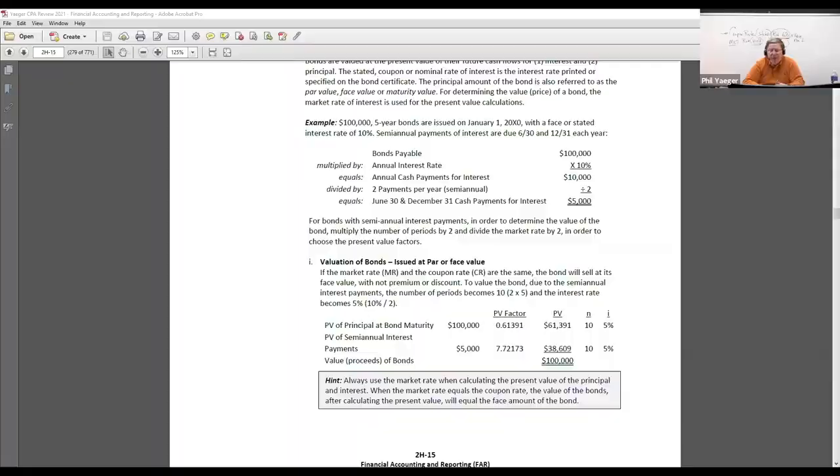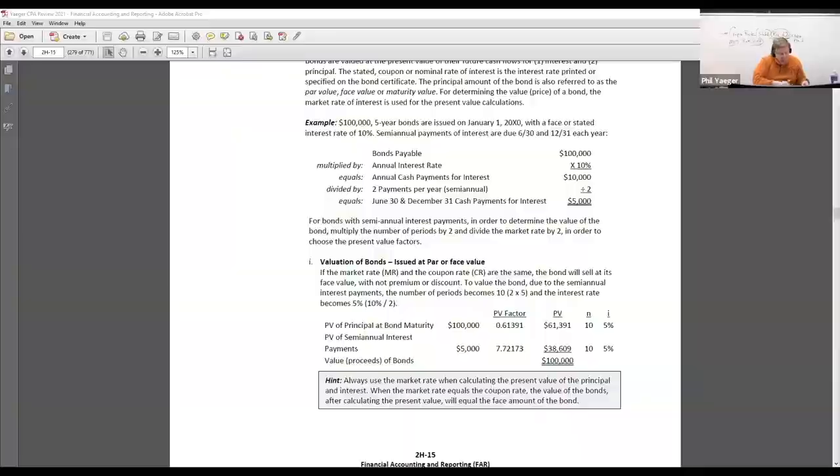And that's 7.72173. Now, for how many periods are we going to take the present value of the interest payments? 10. And what's the yield rate going to be annually? Annually, it'll be 10%. The yield rate and the coupon rate are the same, 10%, because we're issuing the bonds at face value. We're paying the same rate that everyone else in the market is paying, so we're going to just sell it at the face amount of the bonds. Do you see that?